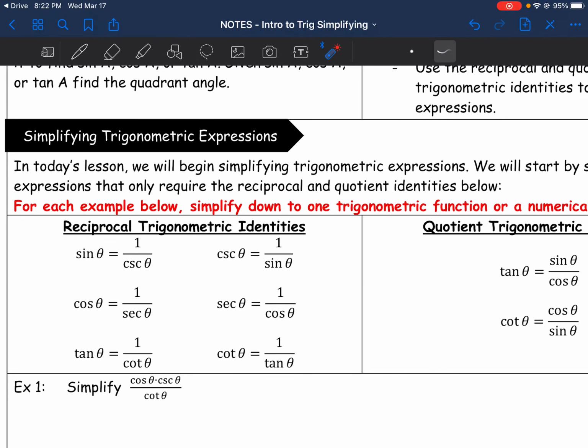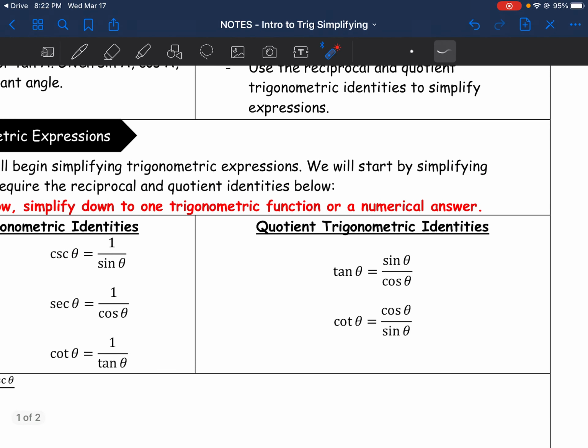We know that sine and cosecant are reciprocals, so sine of theta is 1 over cosecant theta, and cosecant theta is equal to 1 over sine of theta. We also know that cosine and secant are reciprocals of each other. So cosine of theta is equal to 1 over secant theta, and secant theta is equal to 1 over cosine theta. And we also know that tangent and cotangent are reciprocals as well, meaning that tangent equals 1 over cotangent and cotangent equals 1 over tangent. We also know that the tangent of an angle is equal to the sine of the angle divided by the cosine of the angle, and we know that the cotangent of the angle is the cosine of the angle divided by the sine of the angle.